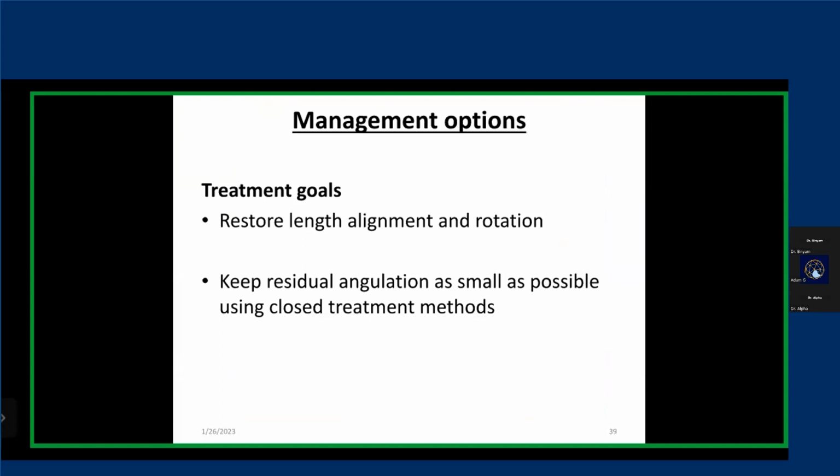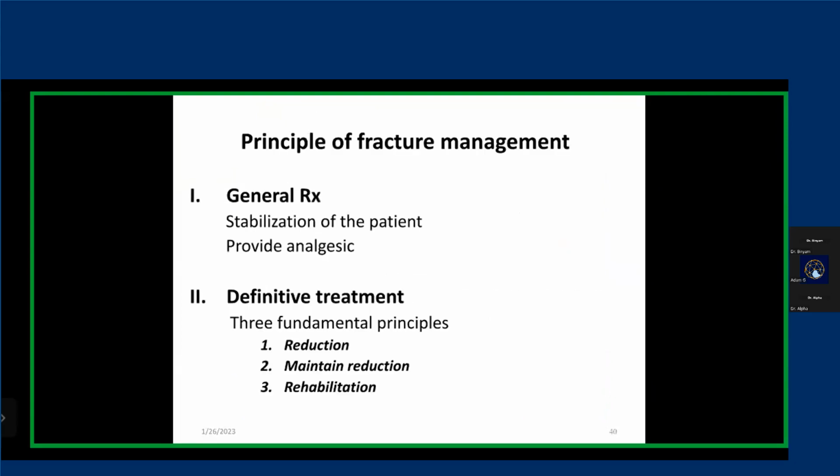So when we come to generally managing pediatric trauma, we need to set out treatment goals. So our goals will be to restore length and alignment, especially rotation, and keep any residual angulation as small as possible. Although they have tremendous remodeling potential, we shouldn't abuse that, and we should try to restore any length issues, any translation, any angulation, and try to do a closed reduction.